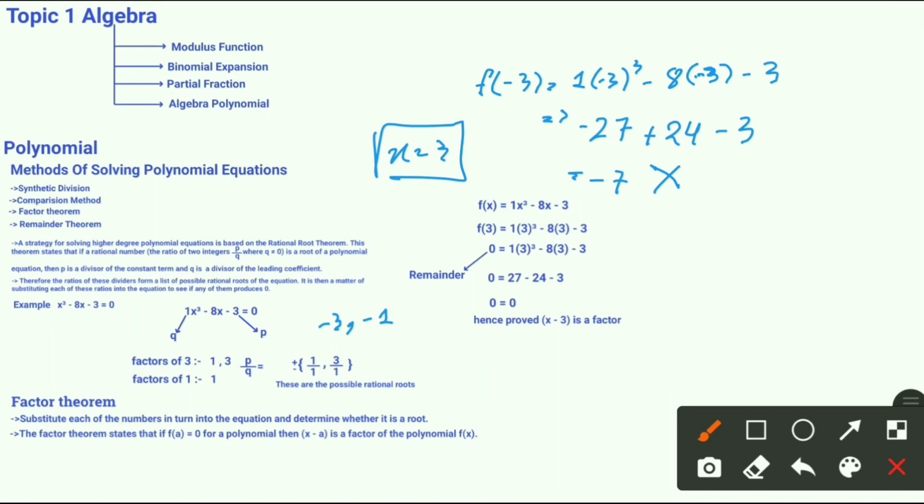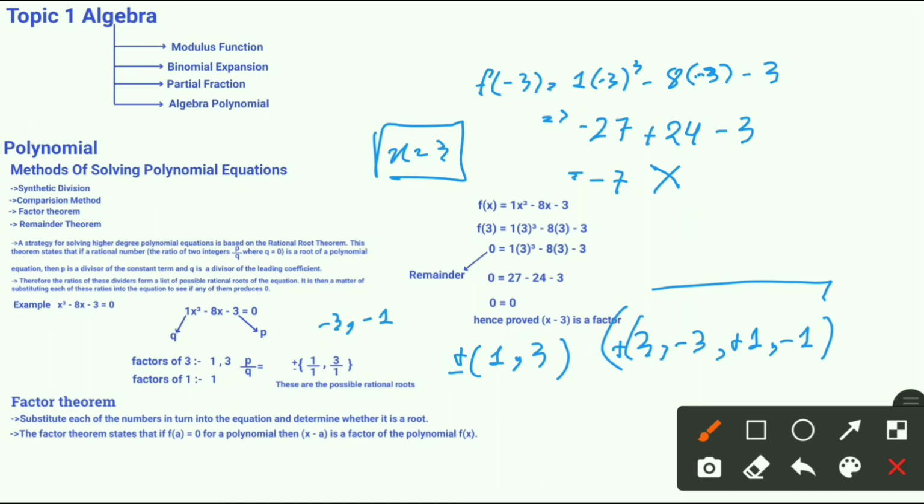So whenever we try to do the rational root theorem, we try to make the possible rational roots, the possible roots that could be the roots of the equation. We got 1 and 3, and it could be either positive 3, negative 3, or positive 1 and negative 1. So these are the possible rational roots. Any one of them could be the roots of the equation. That's what I really meant. This is what RRT is, rational root theorem.